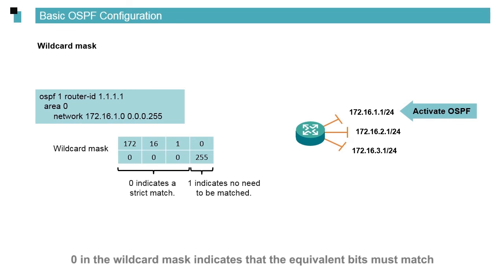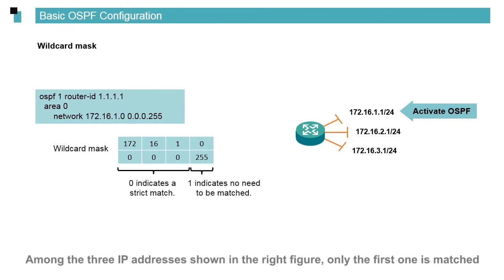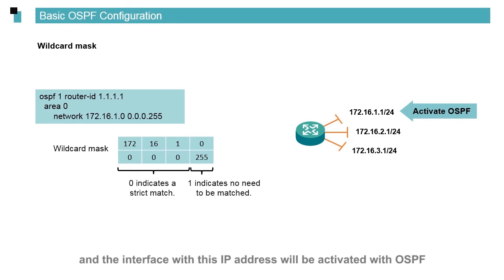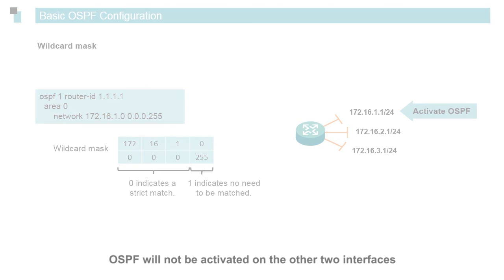0 in the wildcard mask indicates that the equivalent bits must match, and 1 indicates that the equivalent bits do not matter. Among the 3 IP addresses shown in the right figure, only the first one is matched, and the interface with this IP address will be activated with OSPF. OSPF will not be activated on the other 2 interfaces.